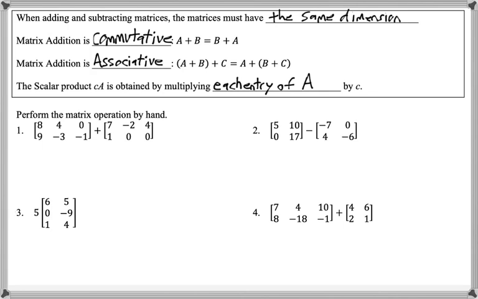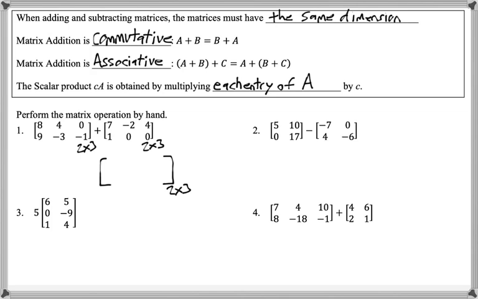So it says perform the matrix operation by hand. So we have two matrices here, and they are both 2 by 3 matrices. So they have the same dimension. So we can add them, and the answer is also going to be a 2 by 3 matrix.